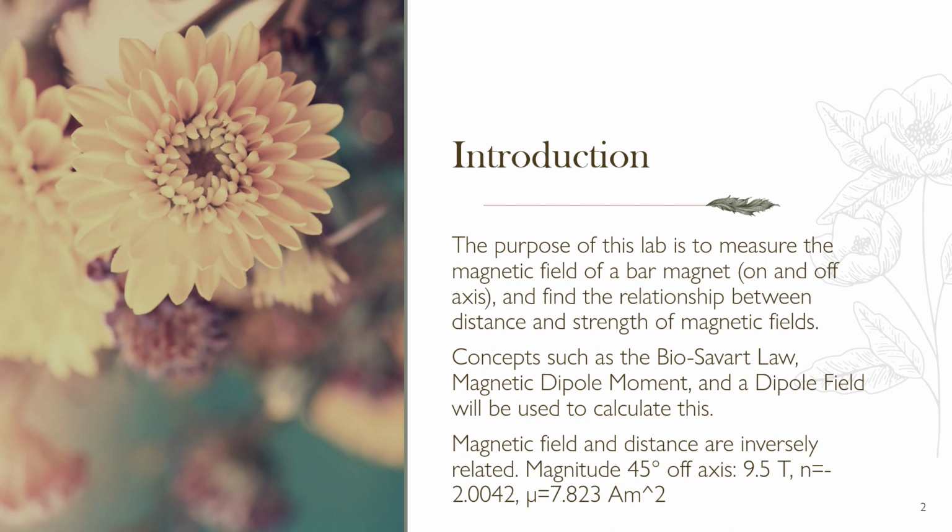And to give a brief summary of the results, we found that magnetic field and the distance are inversely related. As distance decreases, magnetic field increases. And at 45 degrees off axis, we found a magnitude of 9.5 teslas with a calculated N value of -2-ish and a dipole moment mu of 7.823 amperes per meter squared.